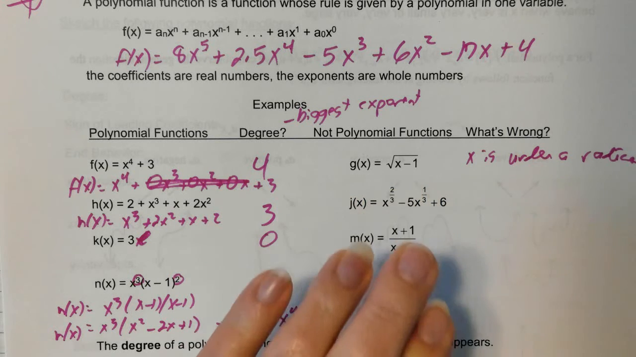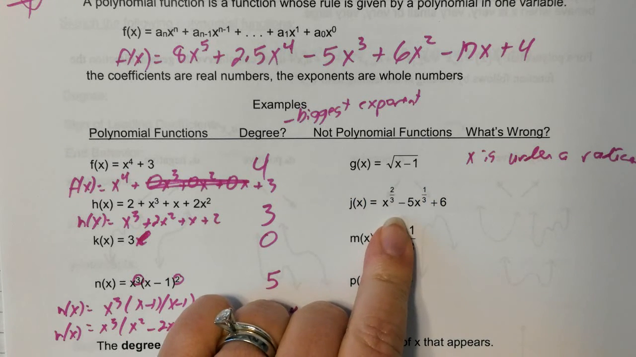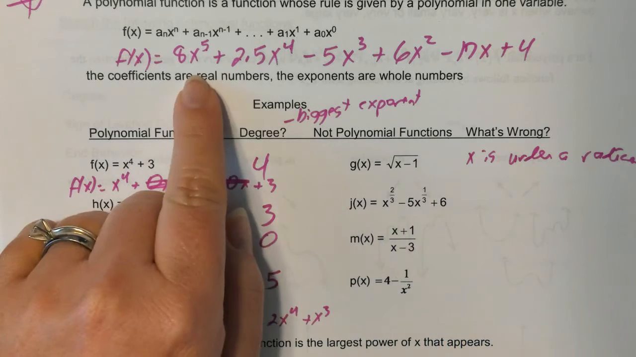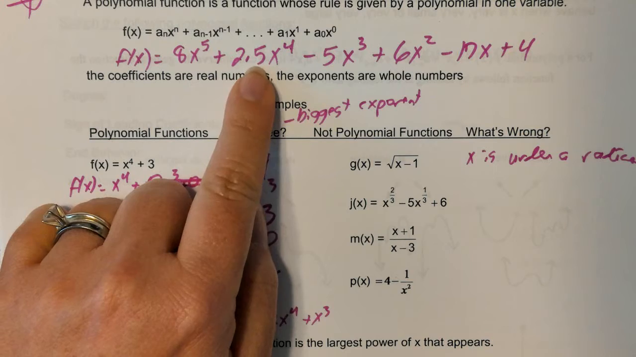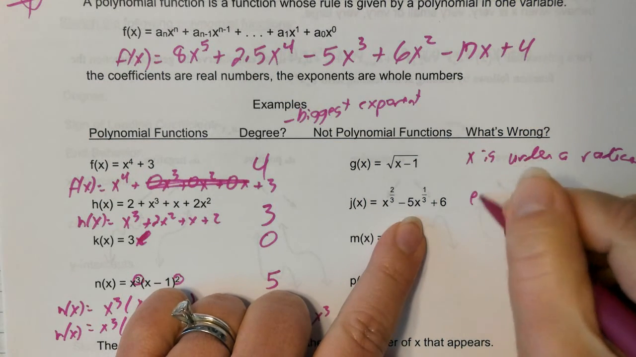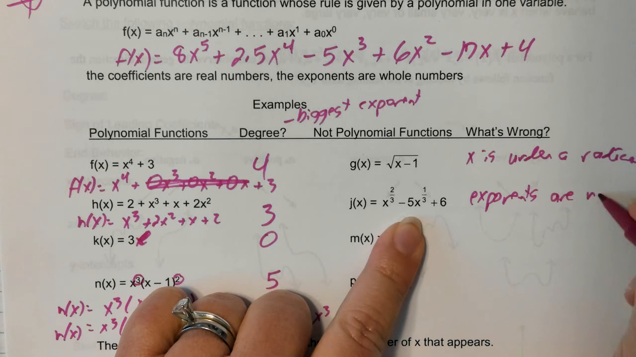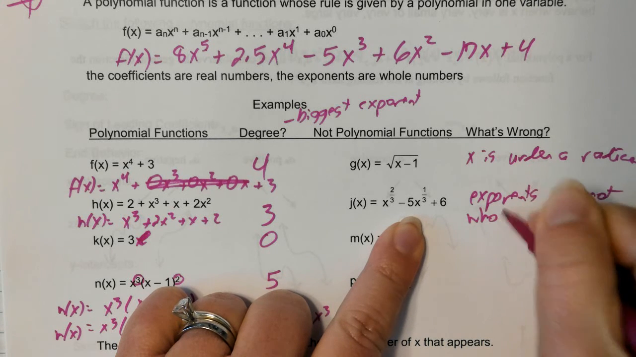Okay. In j of x right here, what's wrong with this one? Well, our exponents are not whole numbers. Remember, we said that you had to have whole number exponents right here. So the exponents are not whole numbers.